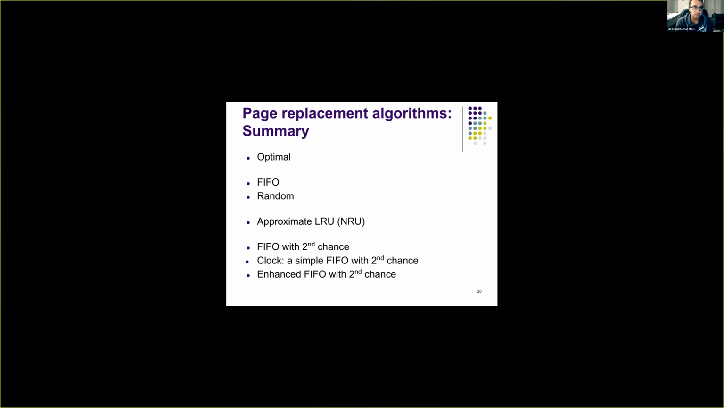In the next part, we'll look more into effects of page replacement policies such as thrashing. Basically, this is what happens when page replacement policy goes wrong, or what happens under very high memory pressure.